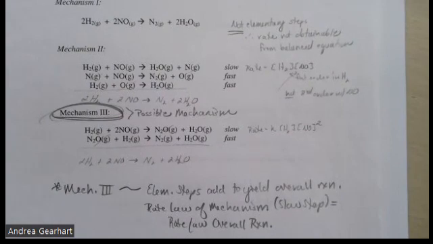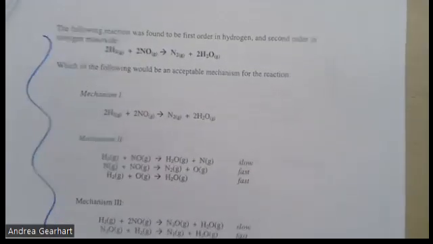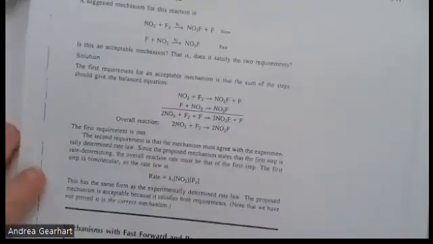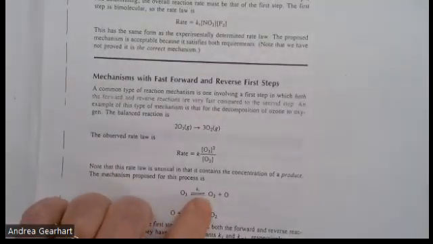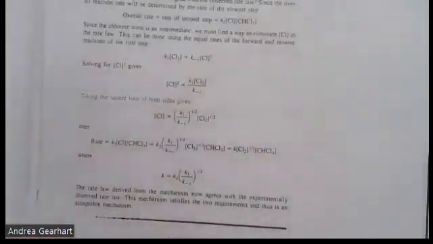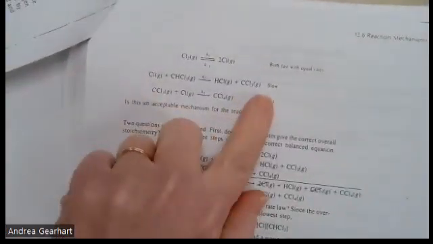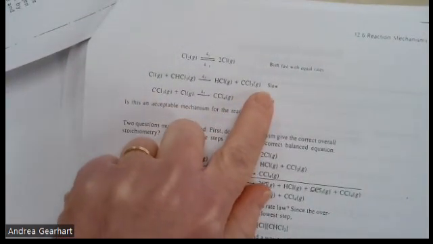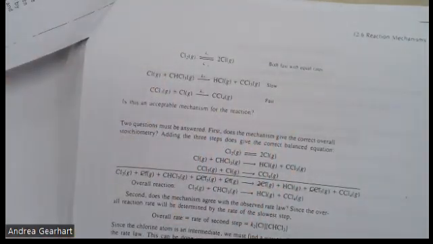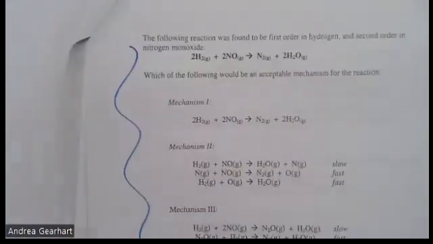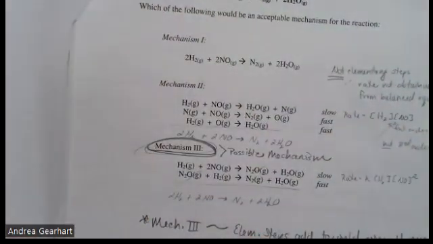Now, there is another situation that we're going to take a look at where the mechanism involves an equilibrium step, where the slow step is preceded by a step that is fast and an equilibrium. That will be considered next. So for now, we want to just get really, really good at the foundational ideas.